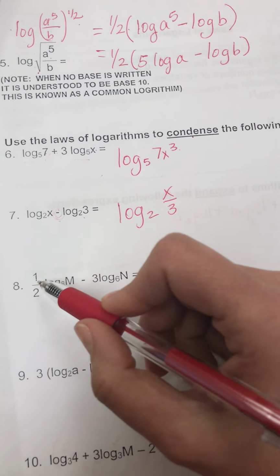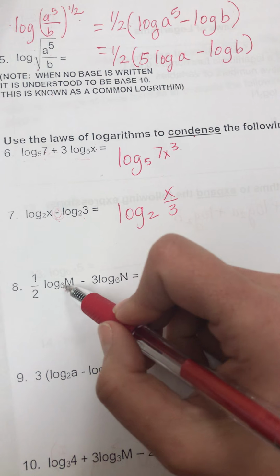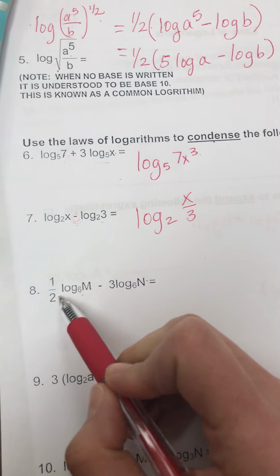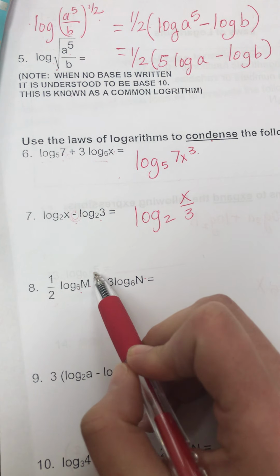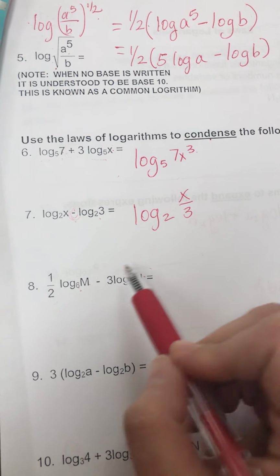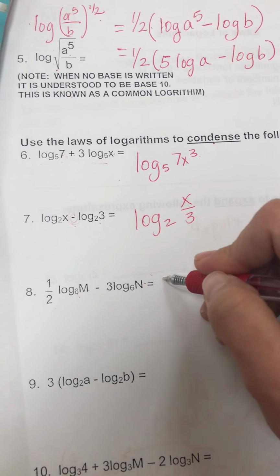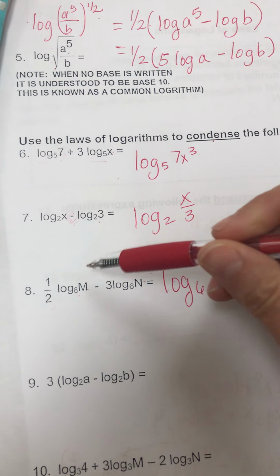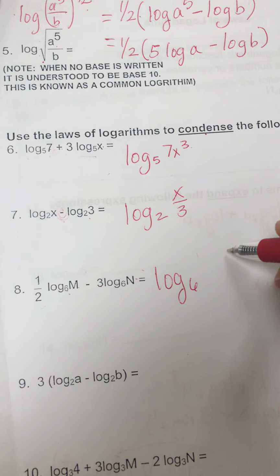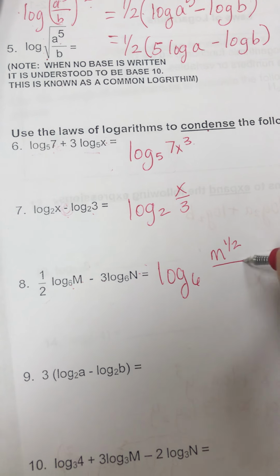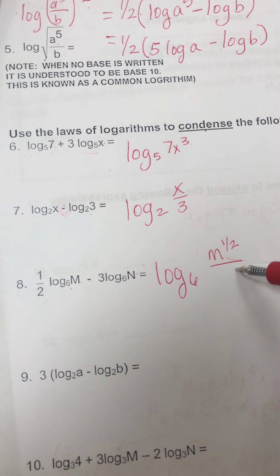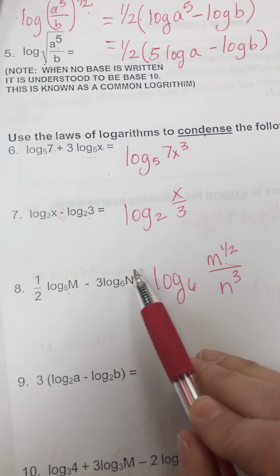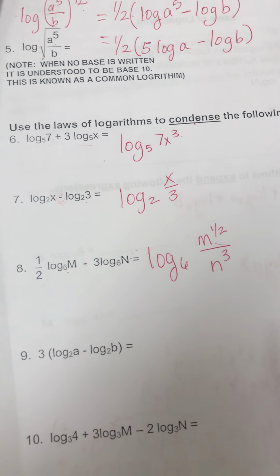Now then, 1/2 log base 6 of m minus 3 log base 6 of n. So remember, anything in front of your log is your power to that variable. Going, reversing it from what we were doing before. So you're going to have log base 6 to start off. And now you're going to have m to the 1/2 power on the top. But since it's subtracting, that's telling me I'm dividing. And you're going to have n to the 3rd power because of the 3 in front of the n. Makes that to the 3rd power.